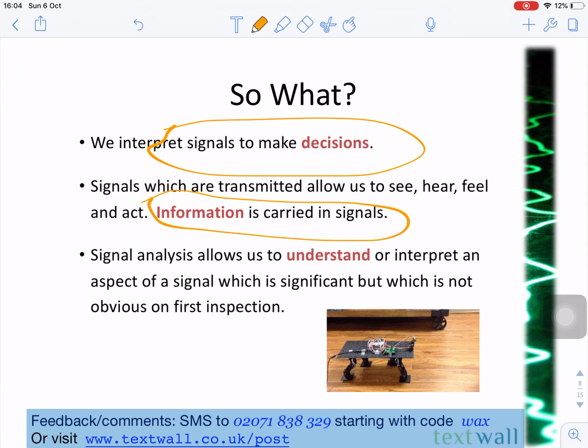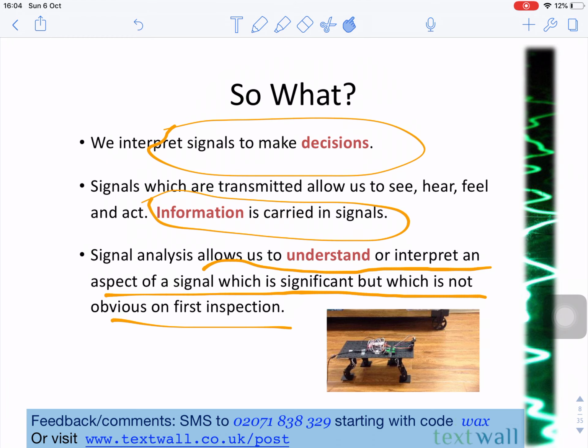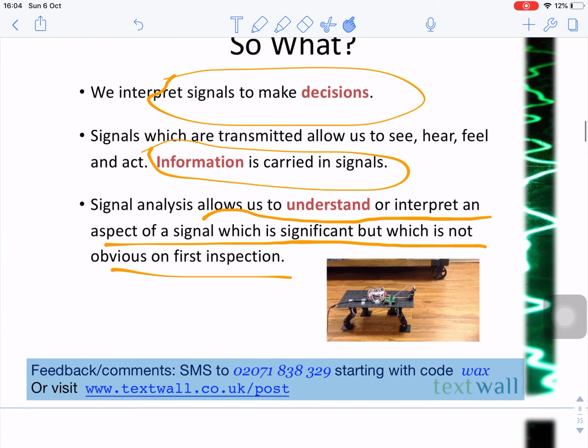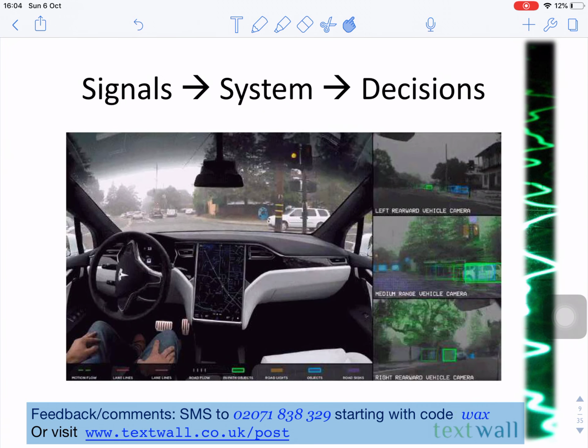Signal analysis allows us to understand and interpret an aspect of a signal which is significant but is not obvious at first observation, for example something related to frequency. So the signal, the system, and the decision: this is the key idea here. We need to think about a signal as input going to a system, which tries to interpret it and make a decision.